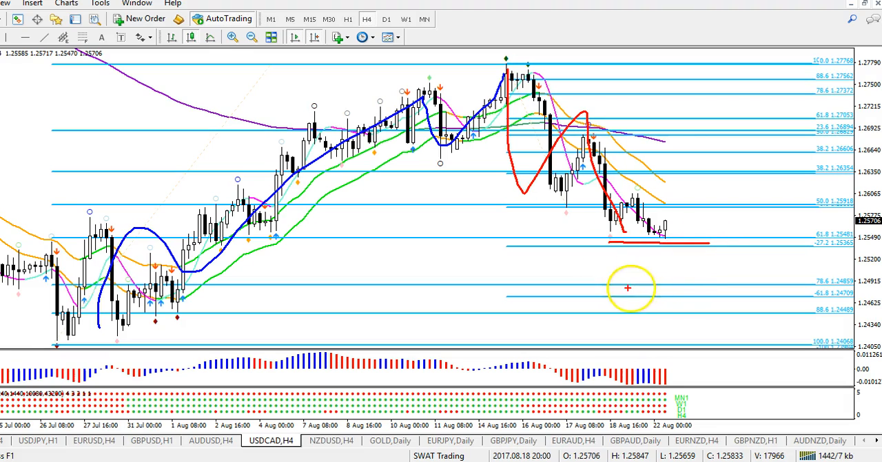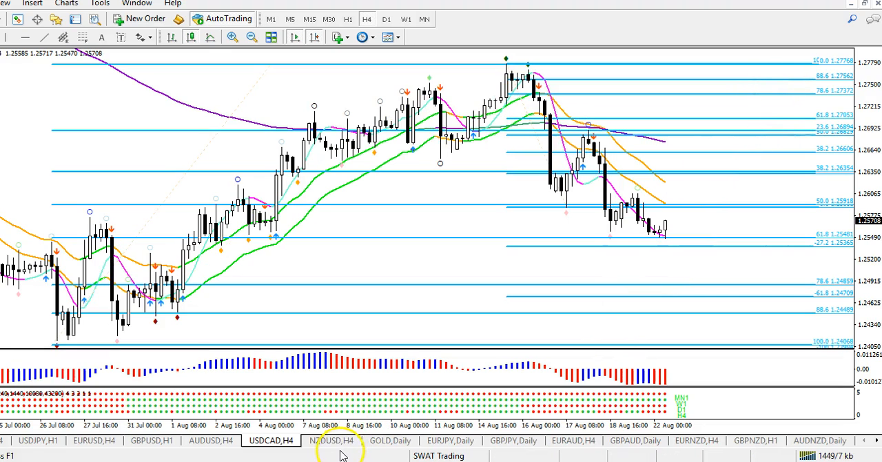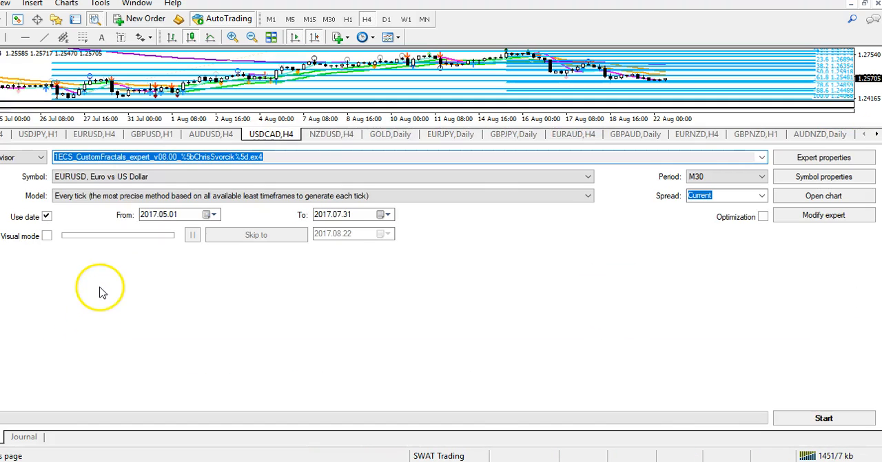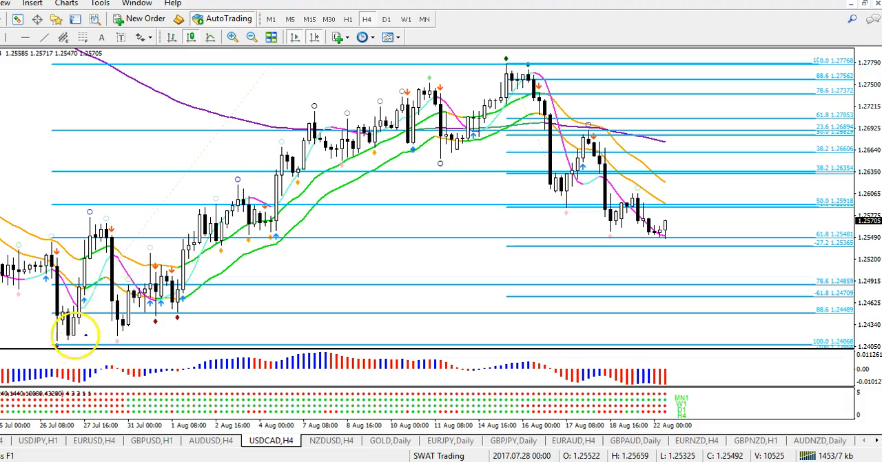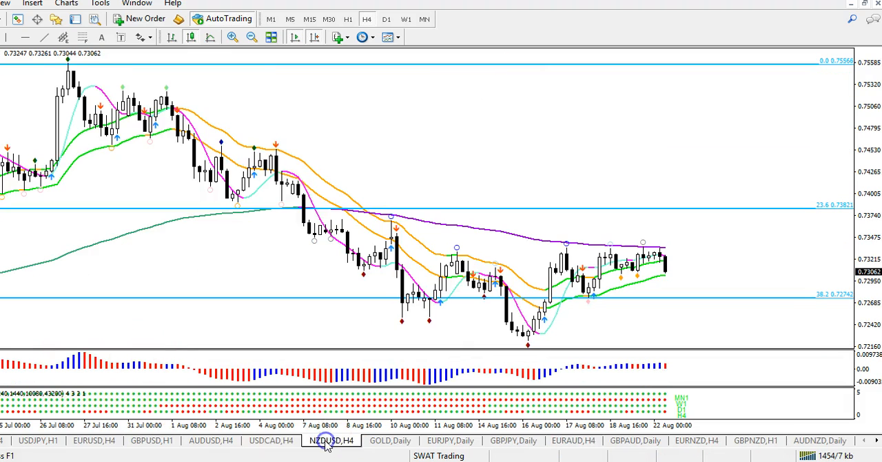So either here or here, there could be the end of that correction, and a new 5-wave up could be possible on the dollar CAD. Let's see if that happens. Invalidation level, once again, is this bottom for the upside.